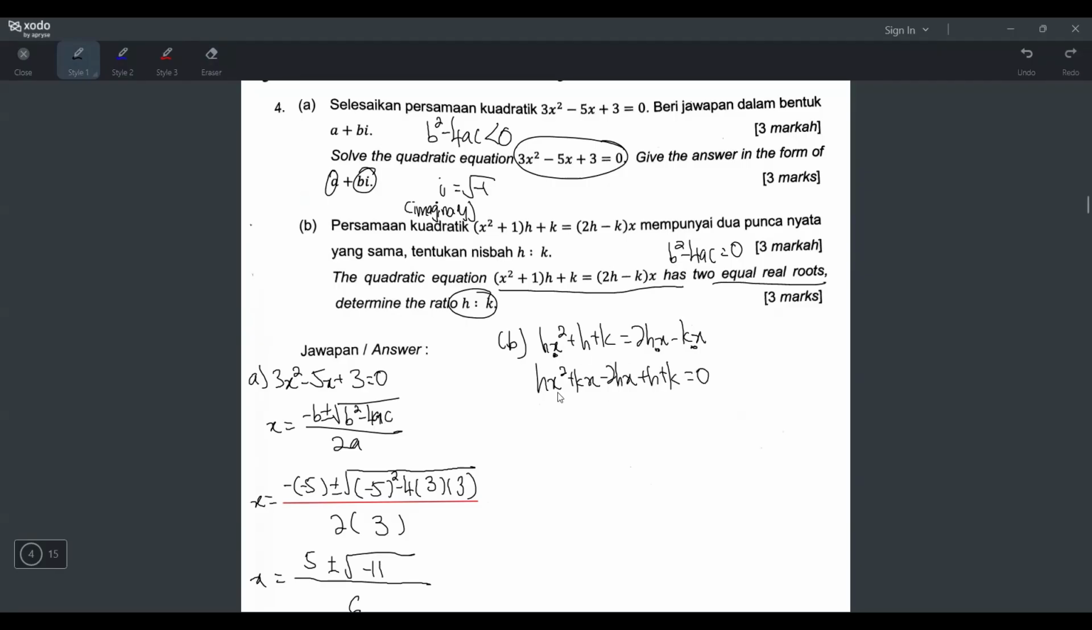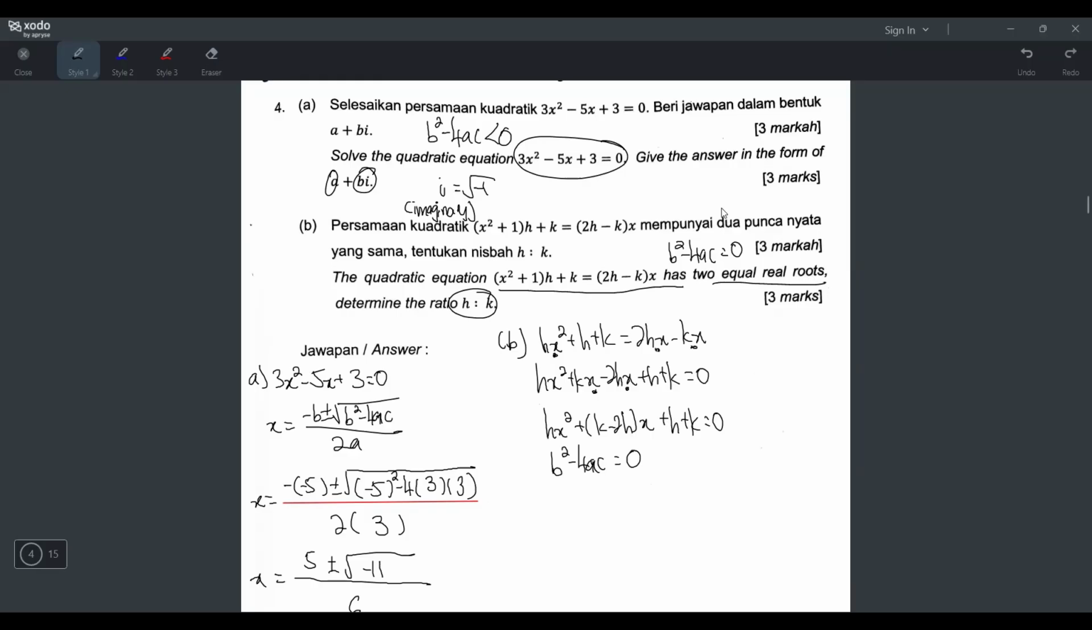But this is still not general form. Because if general form, dia tak boleh, the x cannot appear two times like this one. So you should factorize out the x. So you're left with k minus 2h here, and then plus h plus k equals 0. Okay, now this is general form. Your a is h, your b is k minus 2h, your c is h plus k. So now you can do b square minus 4ac equals 0. Why equals 0? Because two equal roots.